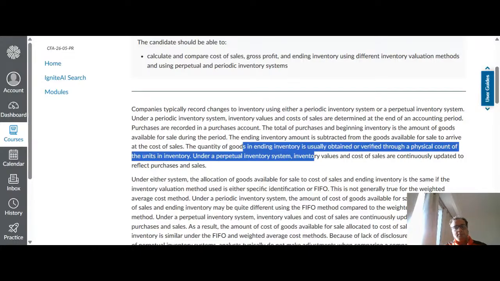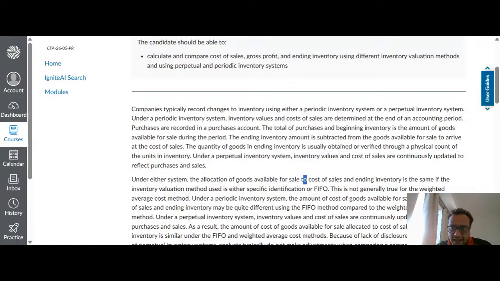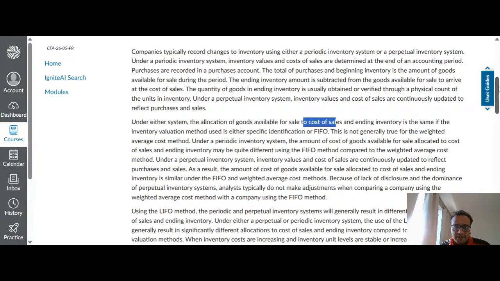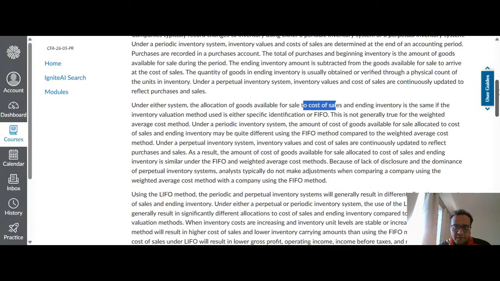Under either system, the allocation of goods available for sale to cost of sales and ending inventory is the same if the inventory valuation method used is either specific identification or FIFO. Yeah, because I know if I have a specific cost, or FIFO. This is not generally true for the weighted average cost method.